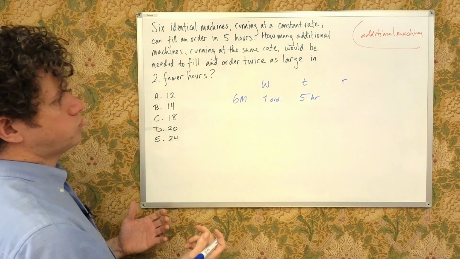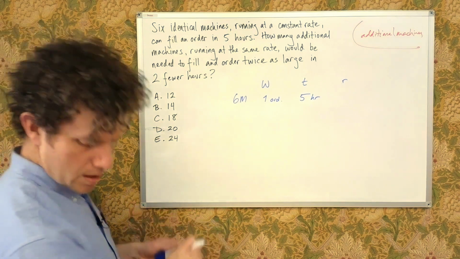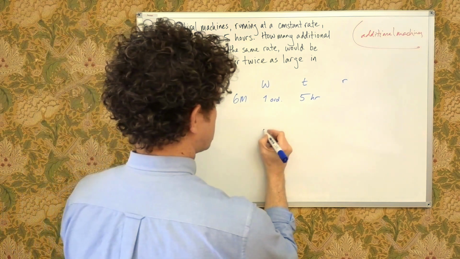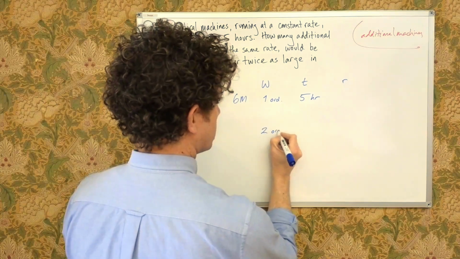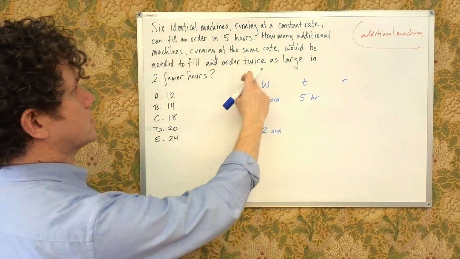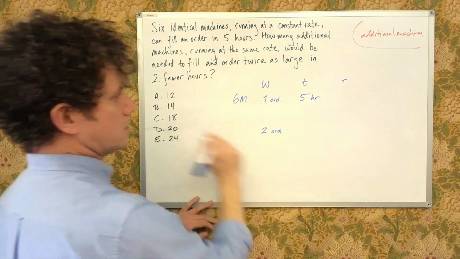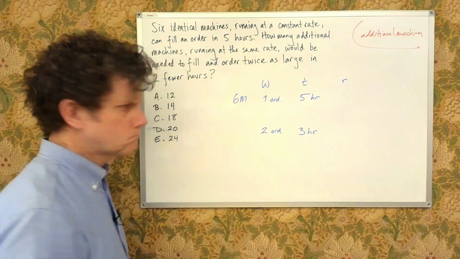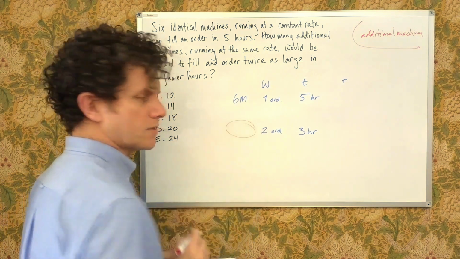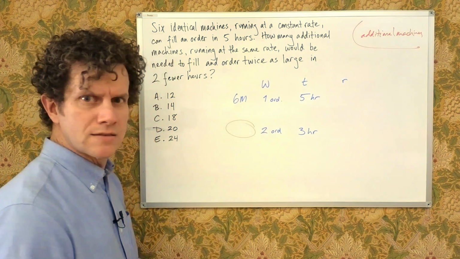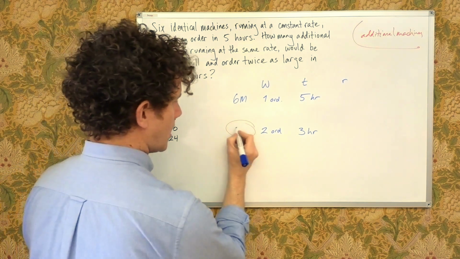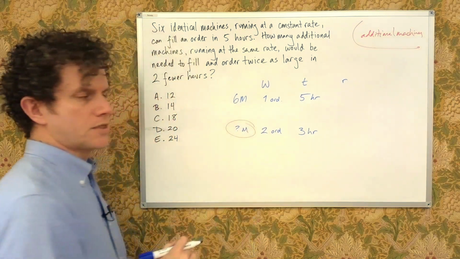And I mean, now we're in a kind of different sort of situation. We know that we want 2 orders, and we want it done faster, but we're looking for something kind of completely different. We're looking for that. What is the worker that gets that job done? How many machines is that going to be?